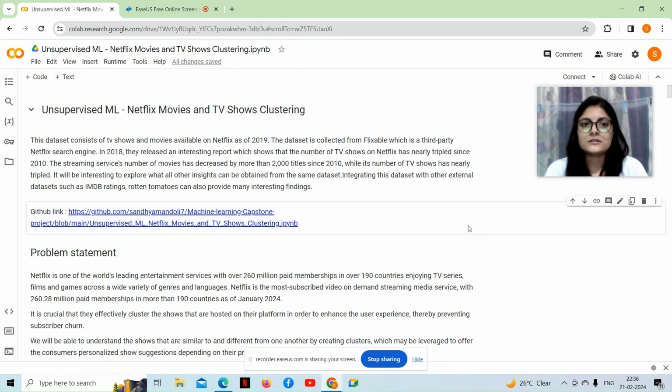In 2018, they released an interesting report which shows that the number of TV shows on Netflix has nearly tripled since 2010. The streaming service's number of movies has decreased by more than 2000 titles since 2010, while its number of TV shows has nearly tripled. It will be interesting to explore what all other insights can be obtained from the same dataset. Integrating this dataset with other external datasets such as IMDb ratings and Rotten Tomatoes can also provide many interesting findings. So let's move to the problem statement.